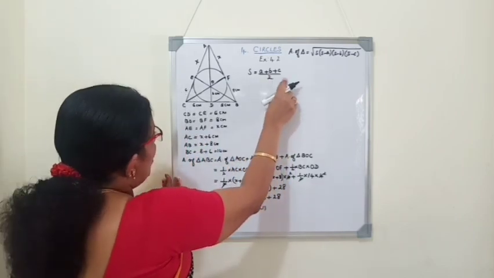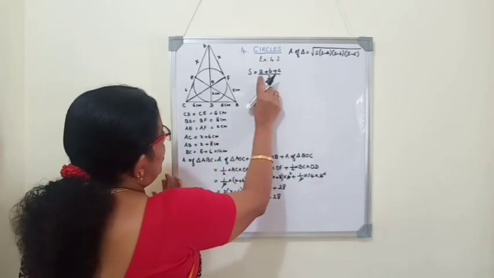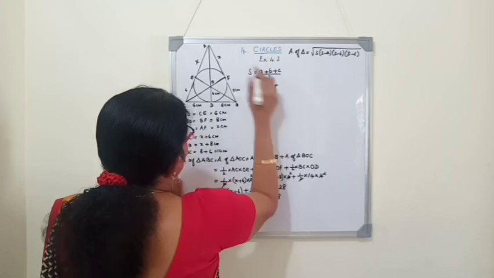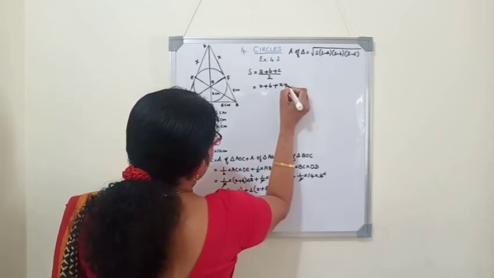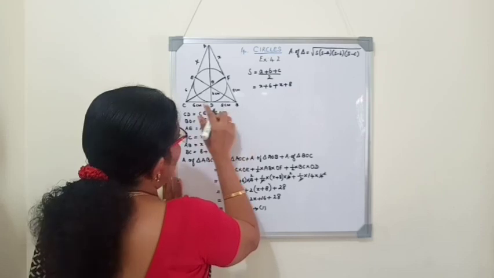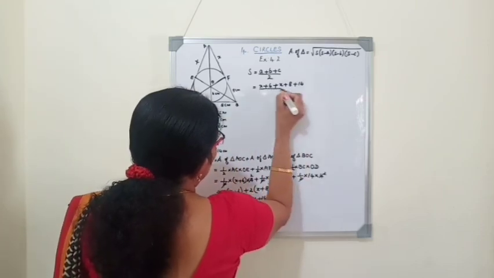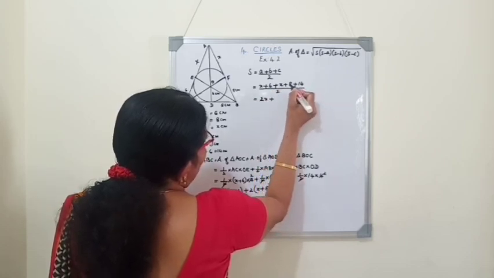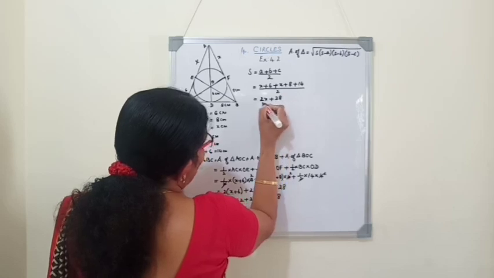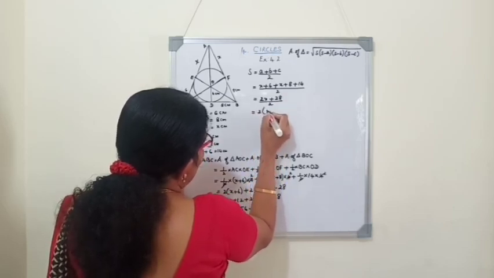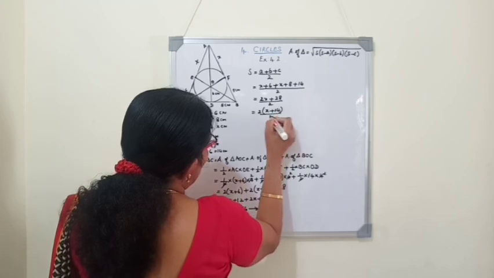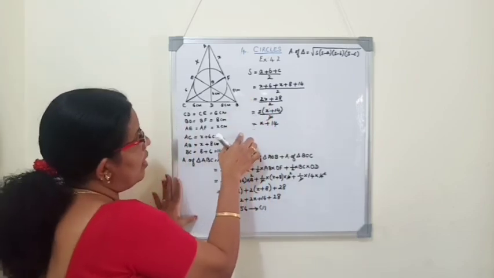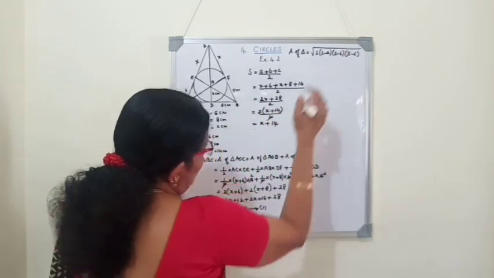So a, b, c are the sides of the triangle. So we will consider a as the first side, that is x plus 6. And b we will consider as the second side, it is x plus 8. And the third side we have already 8 plus 6, it is 14, by 2. So we will get x plus x, 2x, plus 8 plus 6, 14, plus 14, 28, by 2 we will get. We will take 2 common, x plus 14, by 2 cancel, we will get x plus 14. This is s.